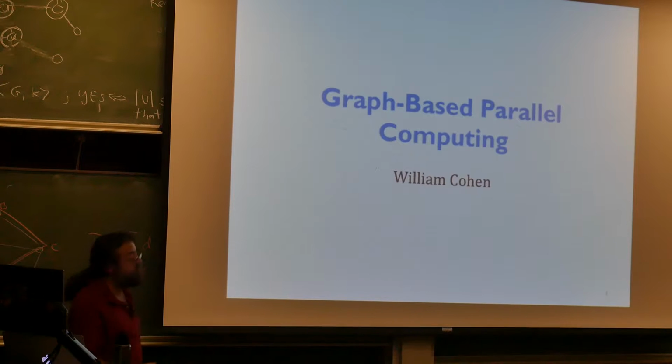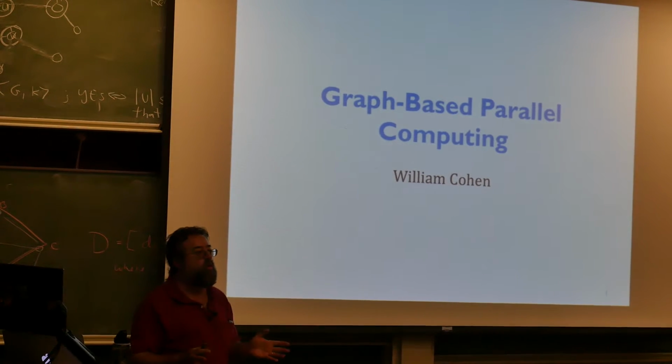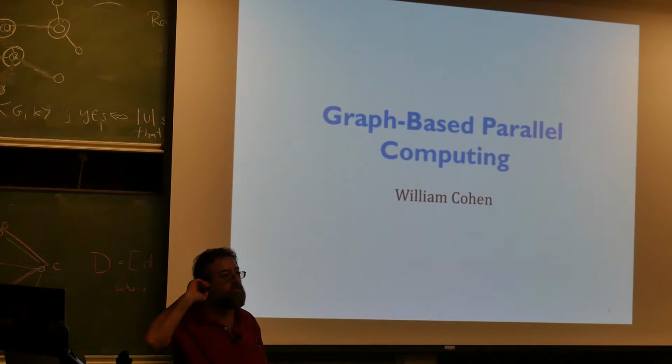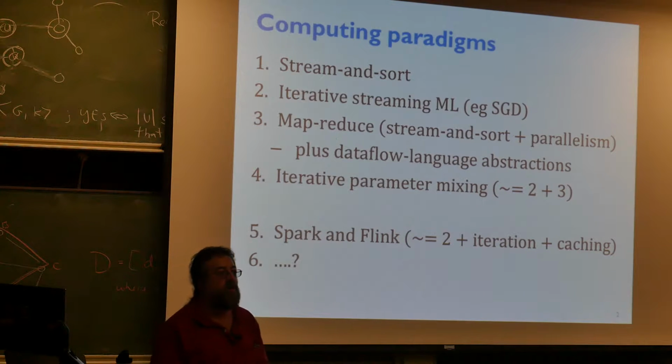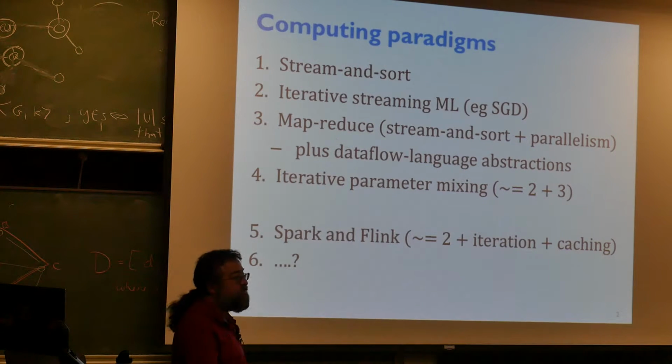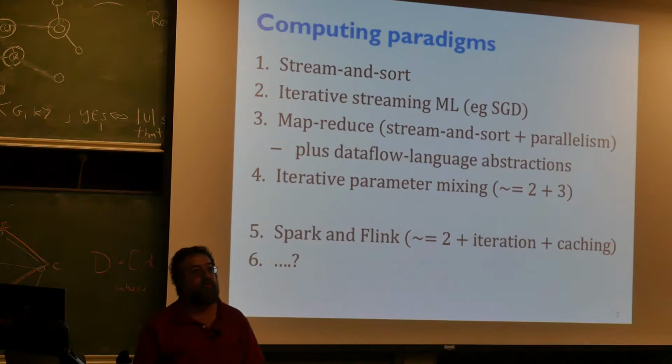Okay, so today we're going to switch from randomized algorithms. Randomized algorithms are basically useful data structures. We've actually spent most of our time talking about either specific algorithms or algorithmic schemes that are useful for large-scale machine learning. So we started out talking about stream and sort. Then we talked about some variations of that.